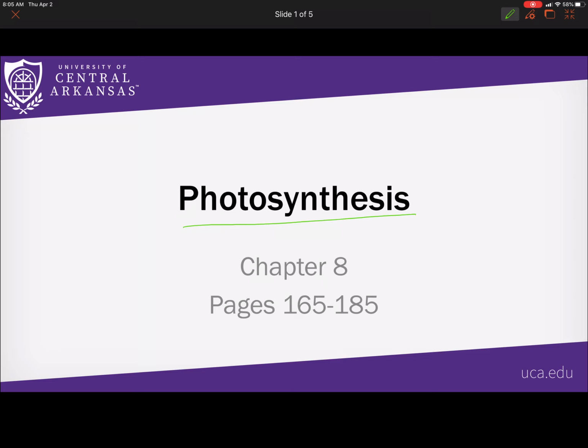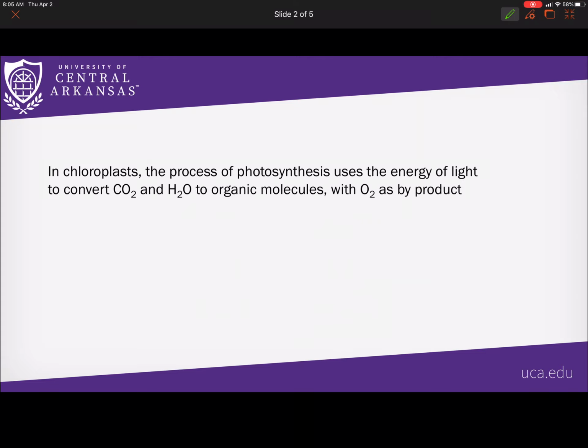Photosynthesis. This is chapter 8, pages 165 to 185 in your textbooks. Now, photosynthesis is a process where the energy in the light is converted into chemical energy, which is in the organic molecules, and the byproduct is oxygen.